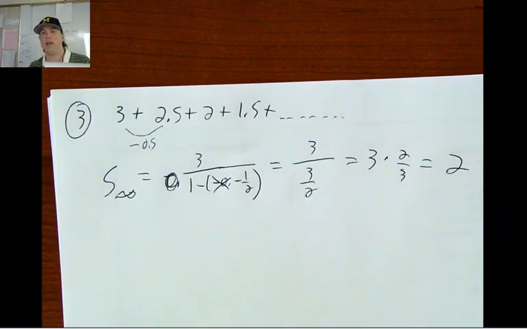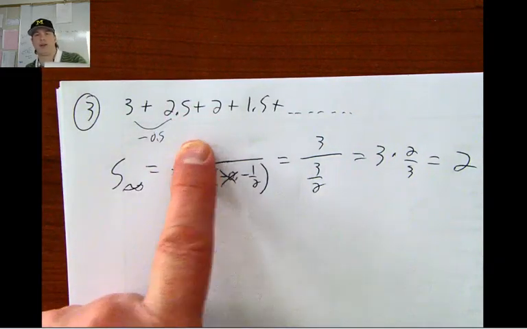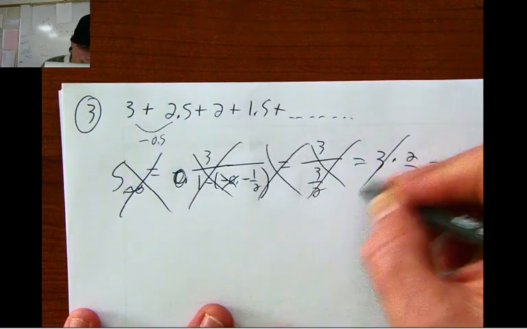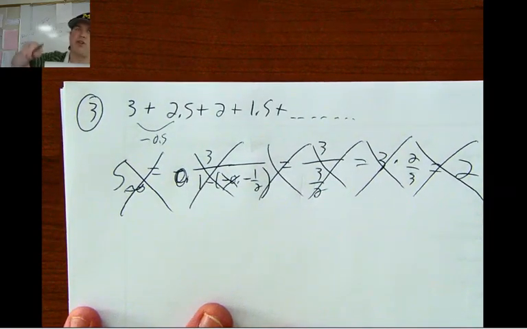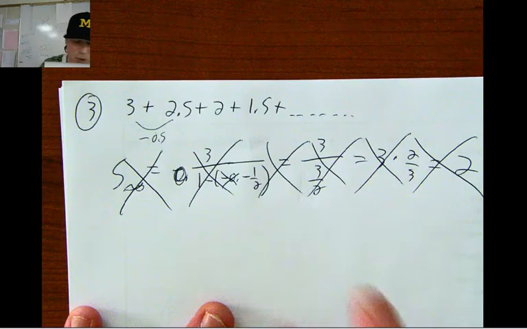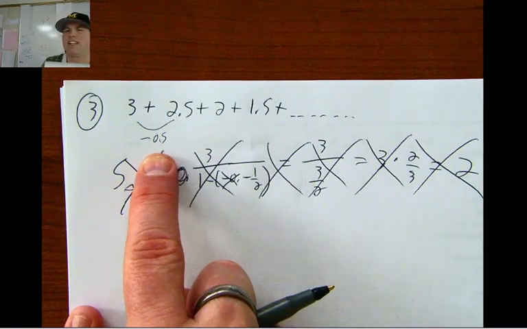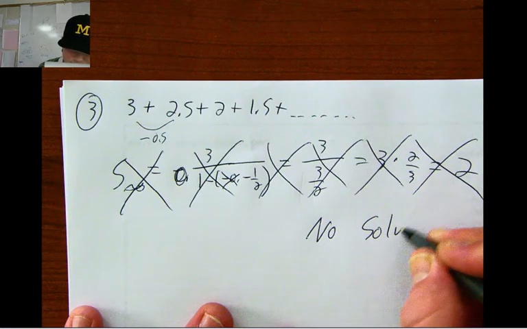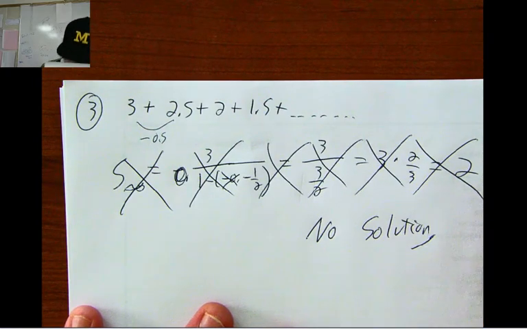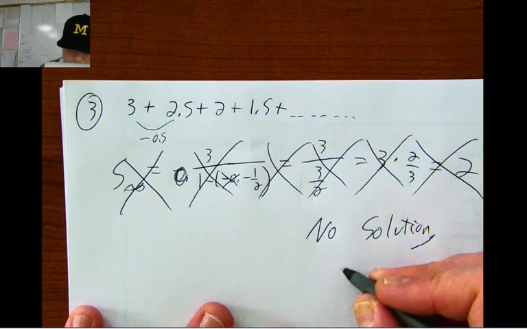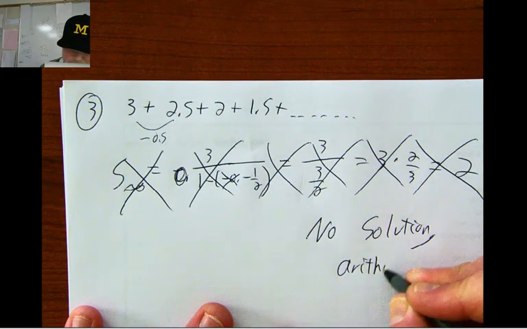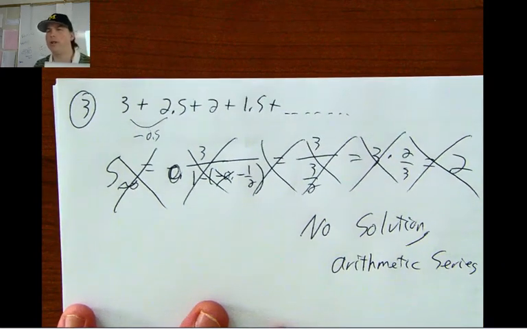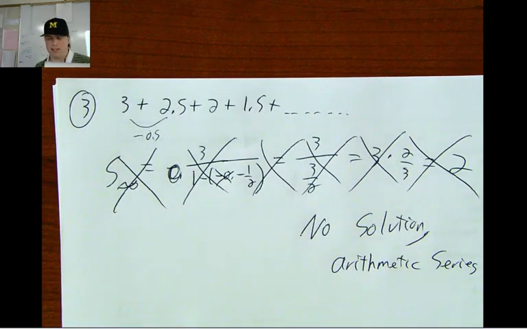What's the problem? Not geometric. This one's arithmetic. So be really careful with these S infinity problems, because it has to be a geometric and R has to be less than 1. This isn't even an R, it's a D because it's arithmetic. So just like number 2, no solution. Why is there no solution? Because it is an arithmetic series. So this whole thing only works on geometric series.